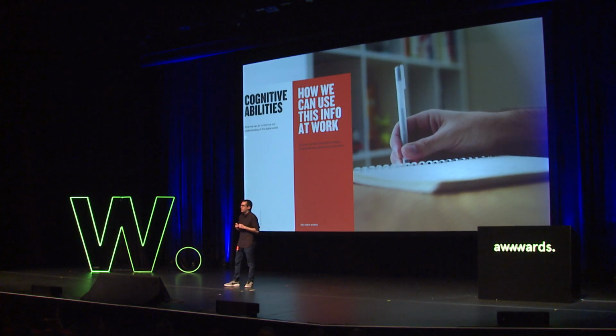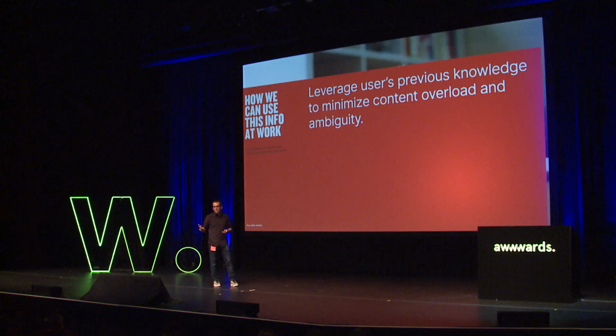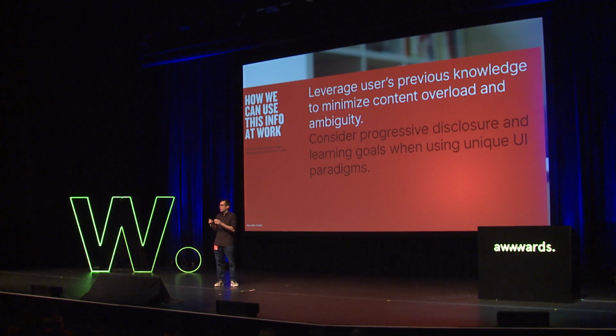All right. So how can we actually use this information at work? Our capacity of learning, our cognitive load, attention, and memory. The first thing is, as much as possible, leverage the user's previous knowledge to minimize content overload and ambiguity. If you're dealing with tasks that require a lot of learning, leverage as much as you can patterns and paradigms that they might already be familiar with. Second one is, again, consider progressive disclosure. This is pretty straightforward, and almost establishing learning goals as they're using the UI. Otherwise you're overwhelming and hitting the top of the working memory, and then it doesn't quite work. You can actually get there through practice.